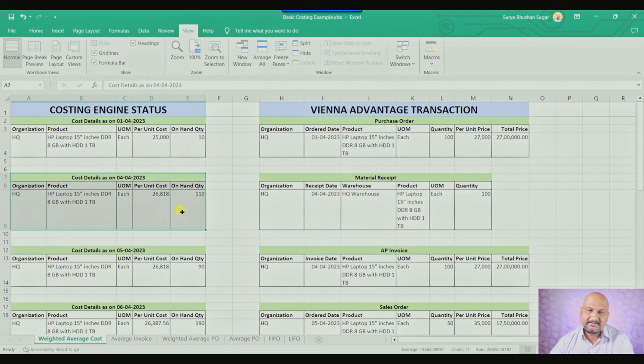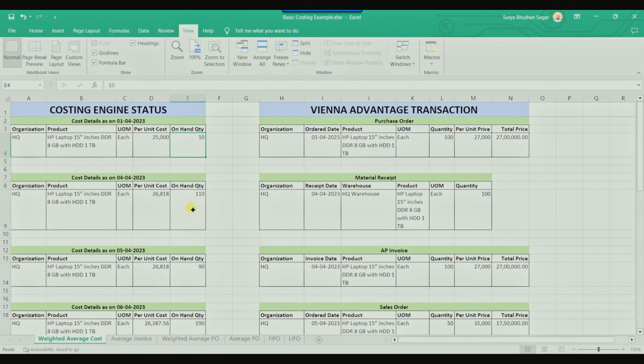Now once the system generated this cost, the cost becomes 26,818 and your total on hand quantity becomes 110, because 100 quantities come in plus the 10 quantities that are available, so overall quantities are going to be 110.